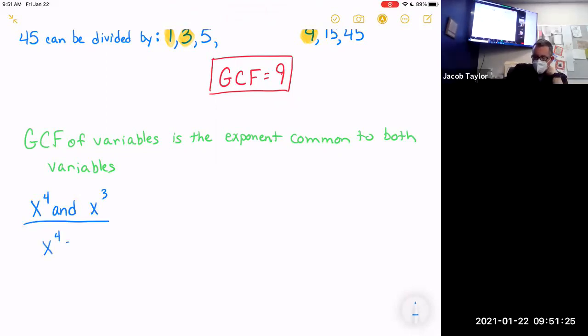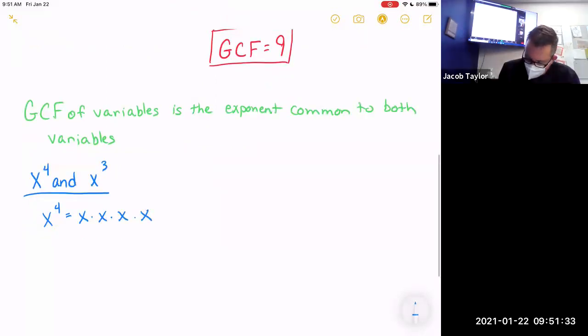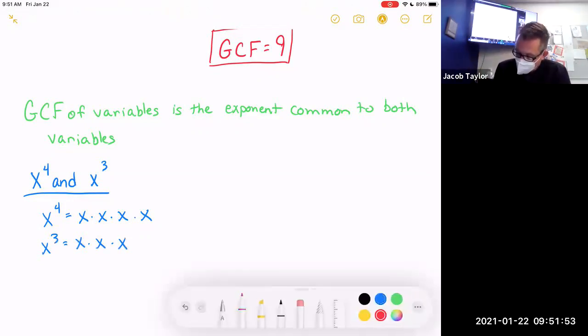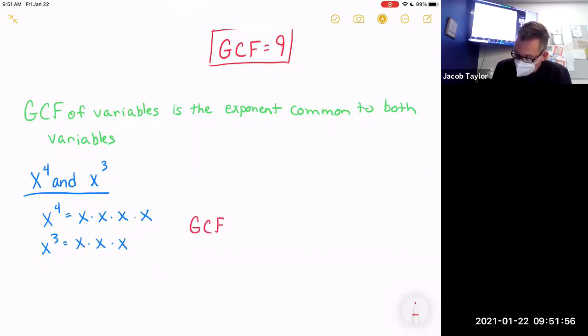So x to the 4th is x times x times x times x. X to the 3rd is x times x times x. How many x's do they have in common? The first one has 4 x's. The second one has 3 x's. So they both have at least 3 x's. So the GCF here is x to the 3rd. It's literally that easy for variables.